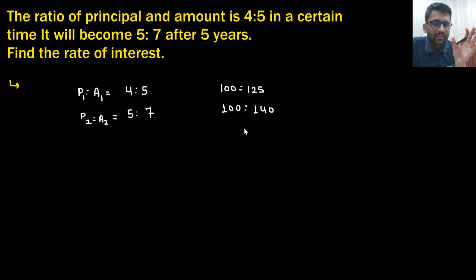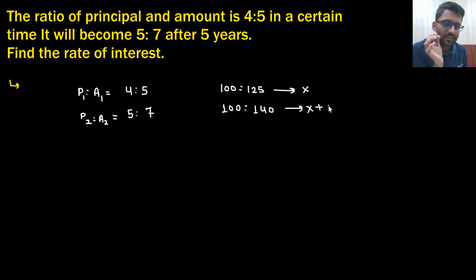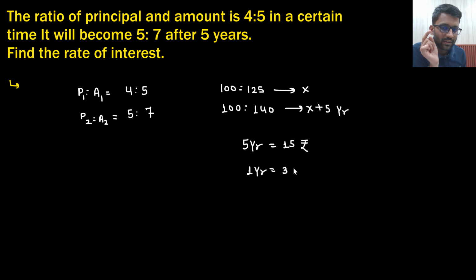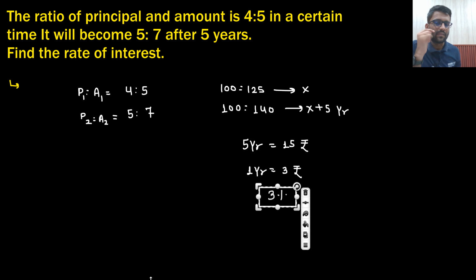Principal to amount ratio it is. So you are getting 15 rupees more. Let's say this was for some X year, and this is some X plus 5 years. So if your amount was X, you are getting 125 rupees. Now if your amount is X plus 5, you are getting 140 rupees. That means in 5 years, you are getting 15 rupees. That means in 1 year you are getting 3 rupees. If you had 100 rupees, you are getting 3 rupees in 1 year. That means what is the interest rate? 3%. That's it. This is the answer.